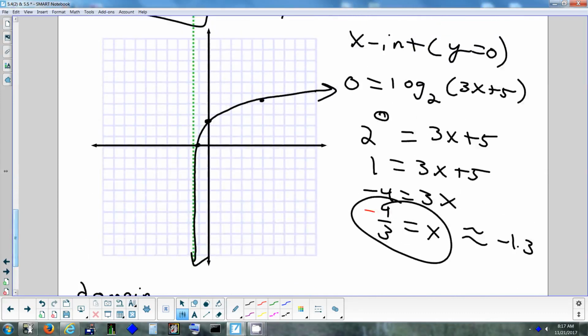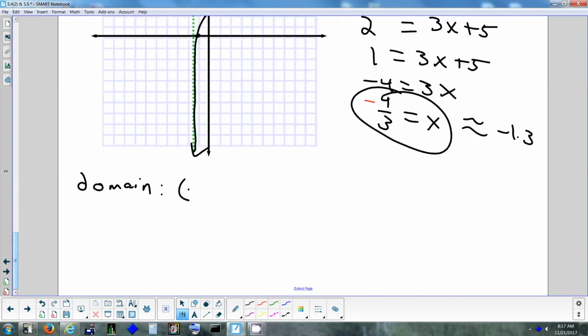Can someone remind me, what was the asymptote again as a fraction? It was negative 5/3. So the domain, thank you, is negative 5/3 going to the right forever. Range. Well, what's the range of any log function, no matter what? Yep. All real numbers. It's always negative infinity to infinity.